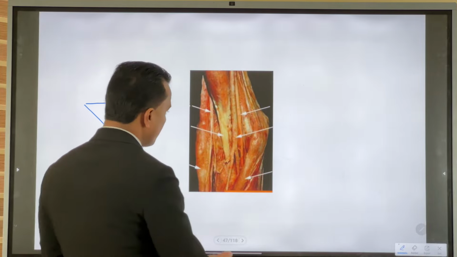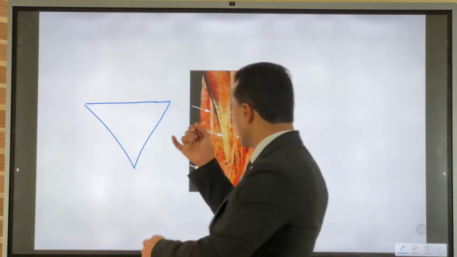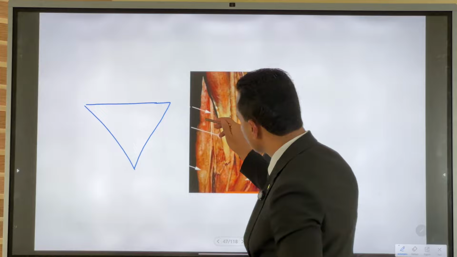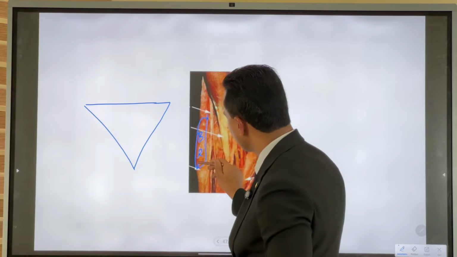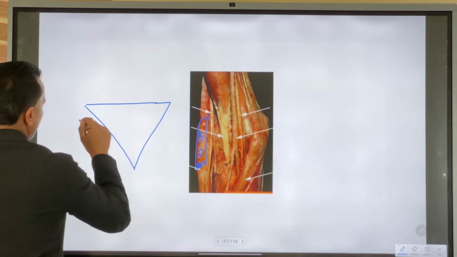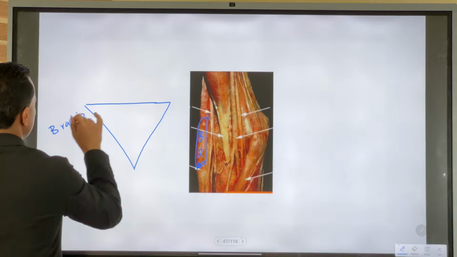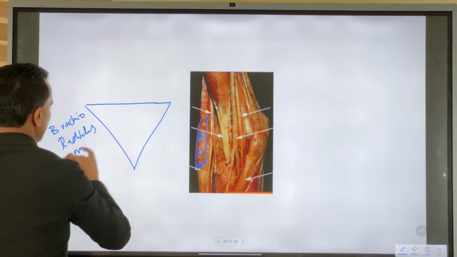You should first understand the borders. This is the lateral border. Suppose this is my right cubital fossa here; the outer border is the lateral border. This is the brachioradialis muscle, so the brachioradialis muscle forms my lateral border.